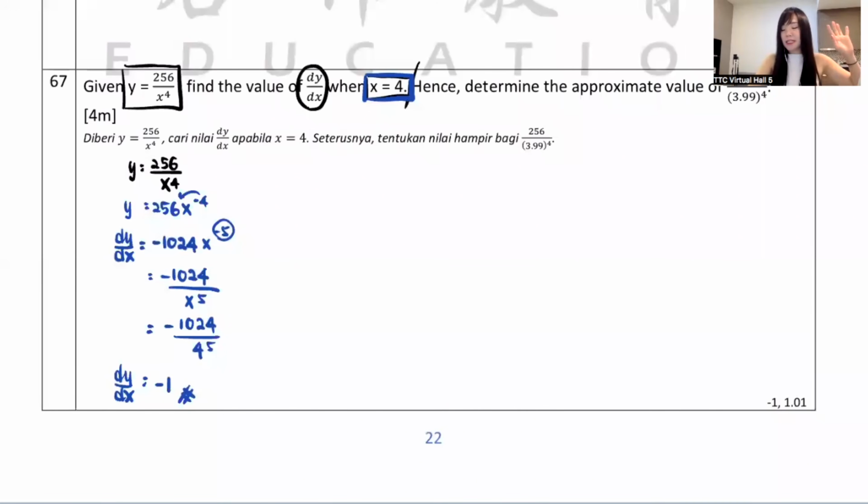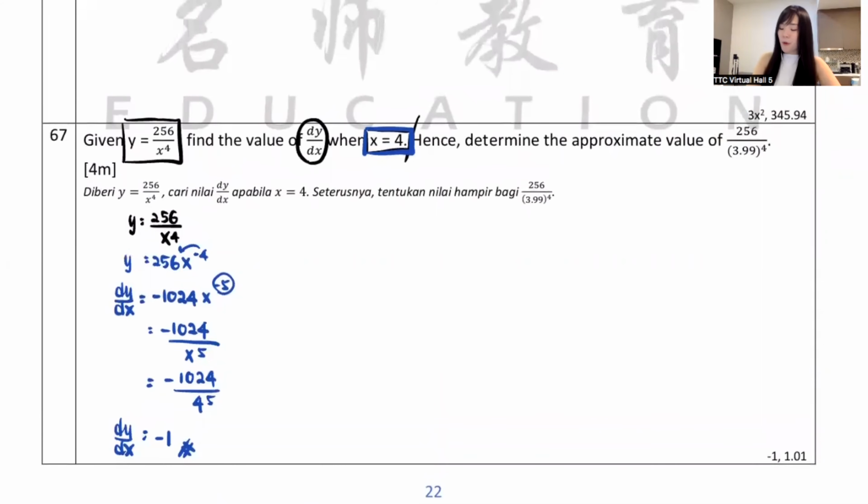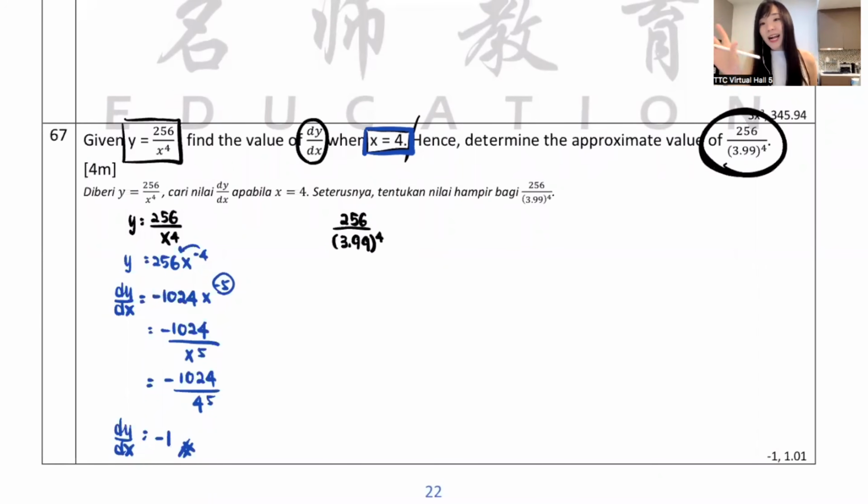Okay, the special part came. See, hence, determine the approximate value for this. Okay, all of you, listen. I read again: they say hence, which means therefore. So therefore, determine the value for this. Approximate means roughly. So determine the approximate value for this.